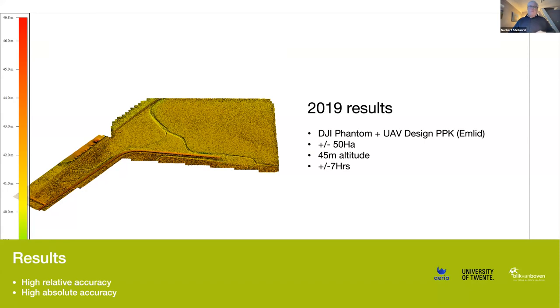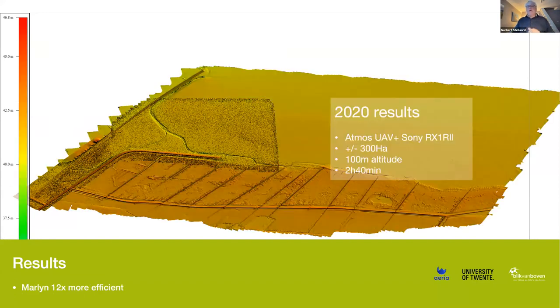Last year in 2020, we did the same field, but then we brought Marlyn with us, a vertical takeoff and landing system. And then we get this. We had as a payload the Sony RX1 inside, a 42 megapixel camera. That meant that we could fly at a level of 100 meters altitude instead of the 45 meters. We've flown with Marlyn about 300 hectares in just 2 hours and 40 minutes.